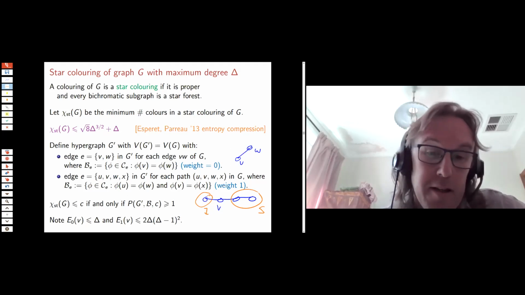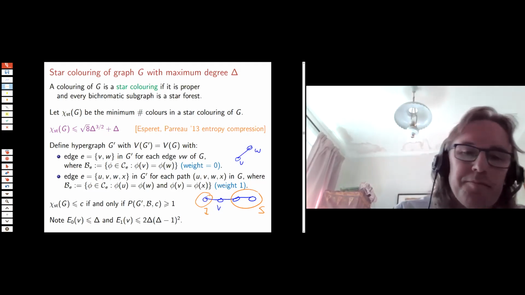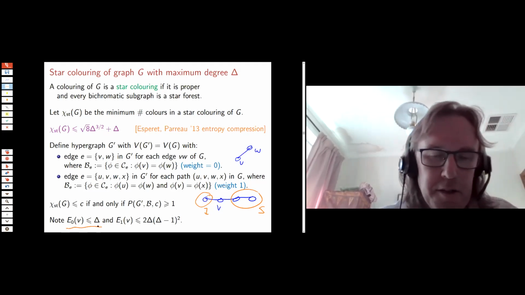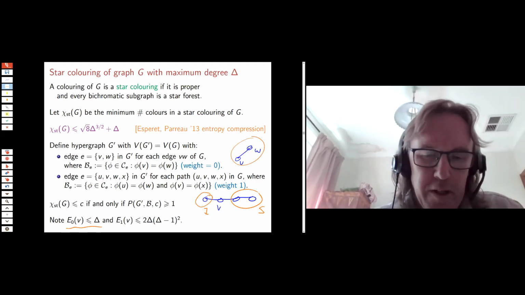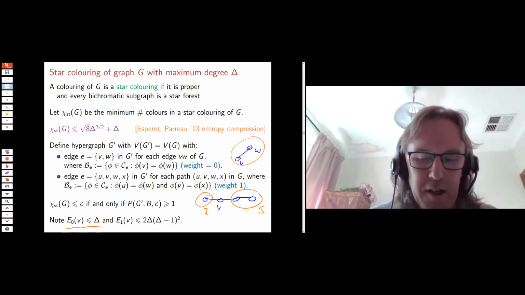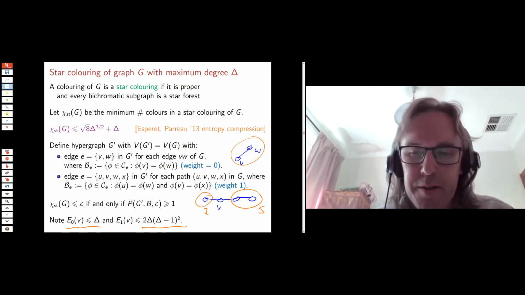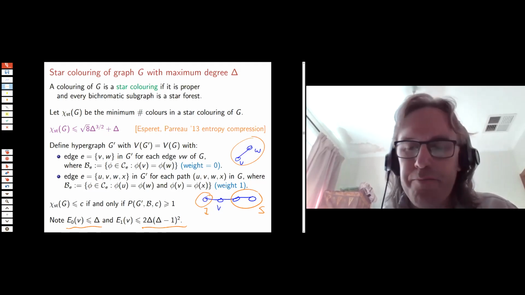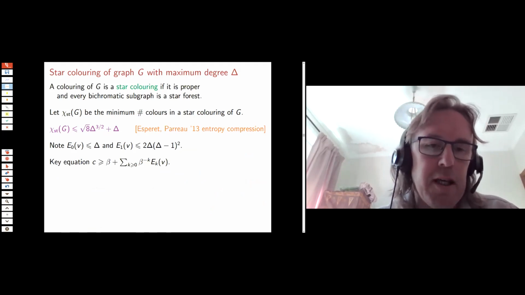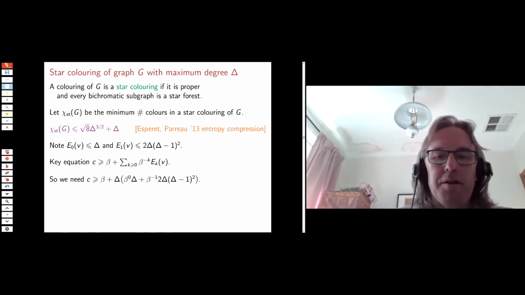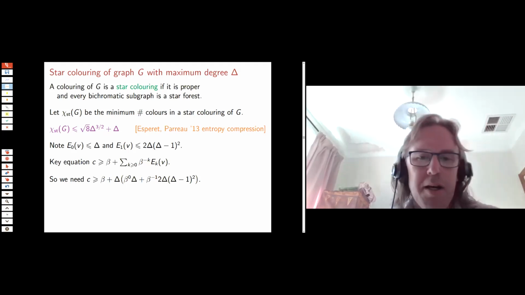And now we have to count how many bad edges there are that contain a given vertex. Obviously, each vertex has at most delta edges of this form, and the number of 4-vertex paths that contain a vertex V in a graph of max degree delta is easily seen to be at most 2 delta times (delta minus 1) squared. It's a little exercise. So now we just plug into the generic framework's key equation, and this is the equation that pops out. And again, you can use high school calculus to optimize this.